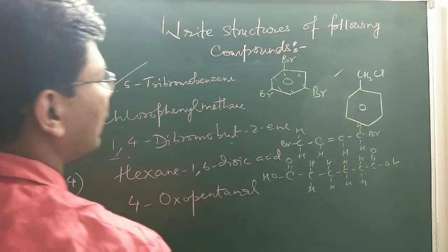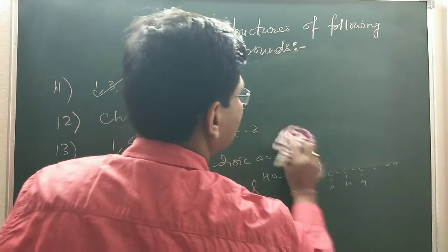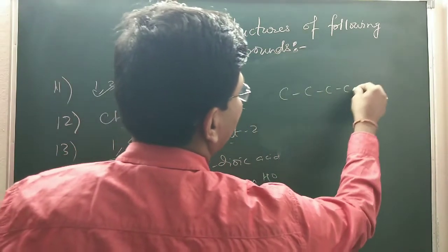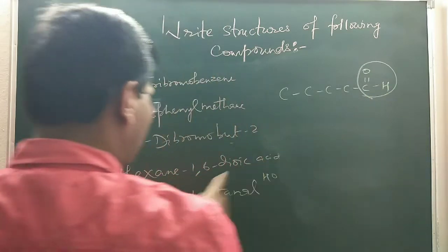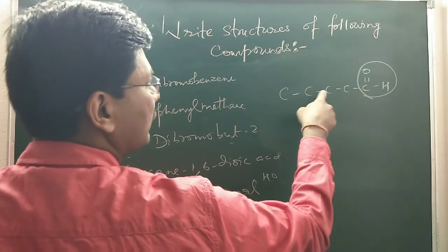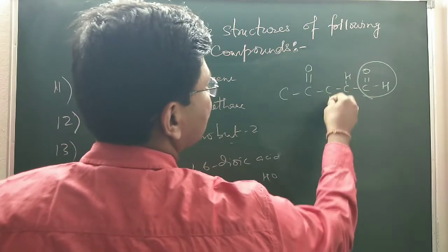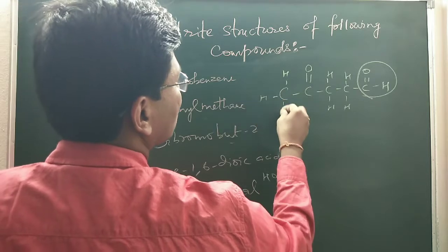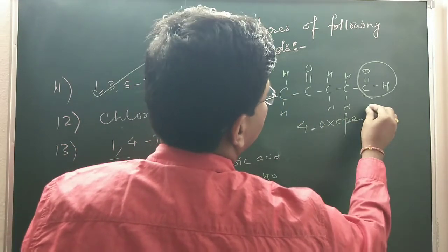Next is 4-oxopentanal. How will we write 4-oxopentanal? First we have to write pentanal. Pentanal is a 5-carbon aldehyde. So this is pentanal, with the aldehyde group, and the 4 position is oxo. Counting 1, 2, 3, 4, this is the ketonic group. In the remaining positions you put hydrogen, and this is 4-oxopentanal.